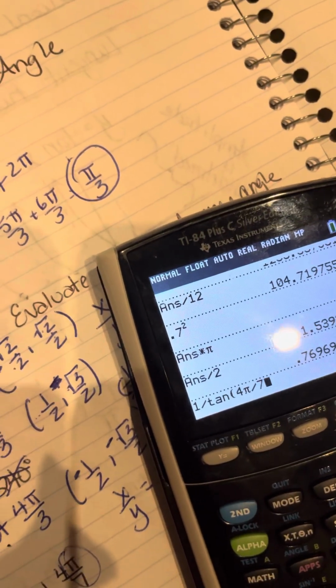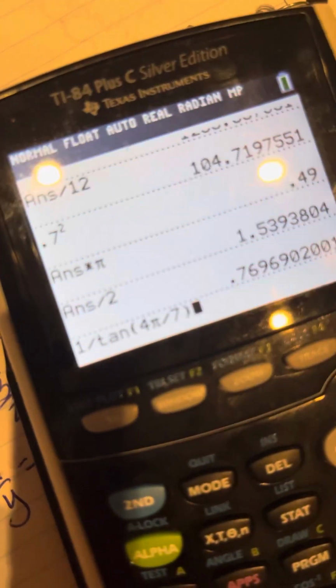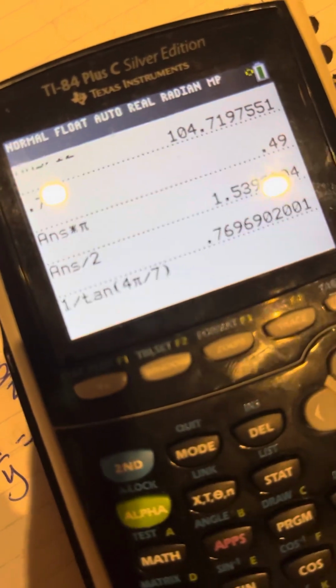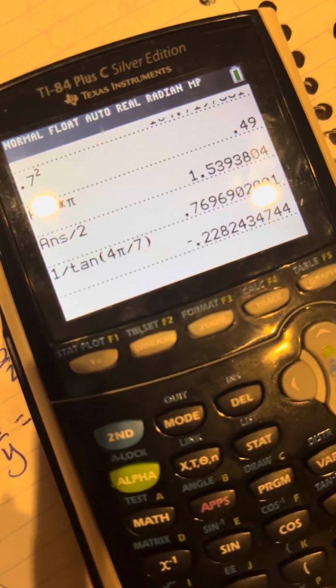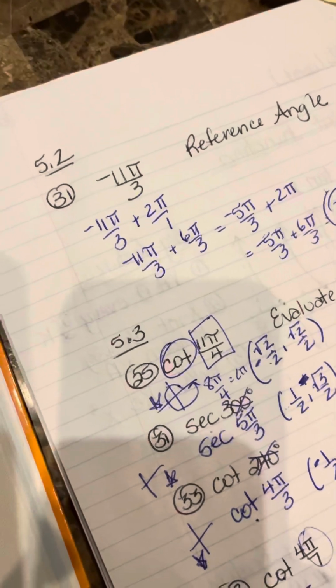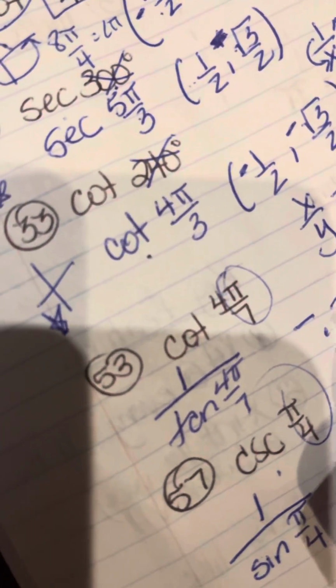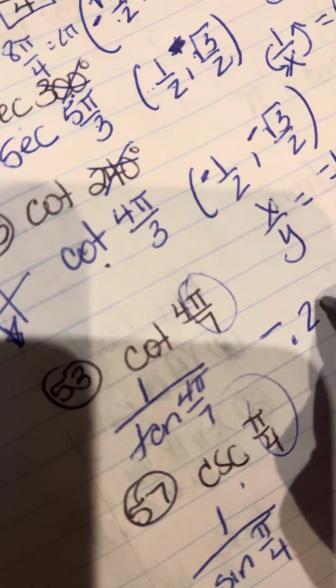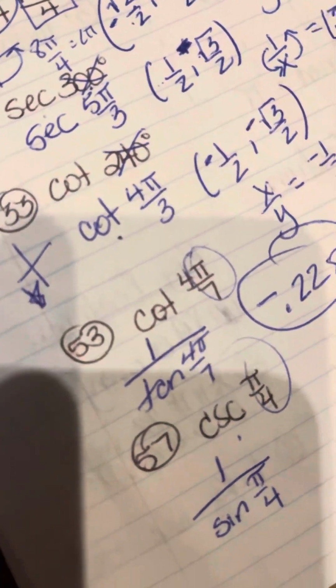So first, this one I'm going to do 1 divided by tangent, and then 4 pi divided by 7, and then enter. And I get -0.228, and I did not look at how far I have to round that to. So we'll just leave it like that.